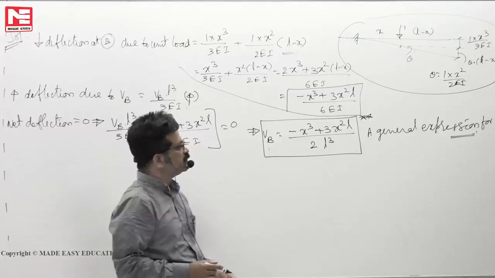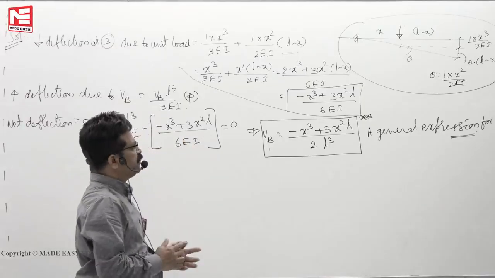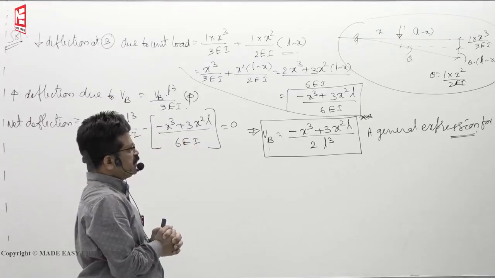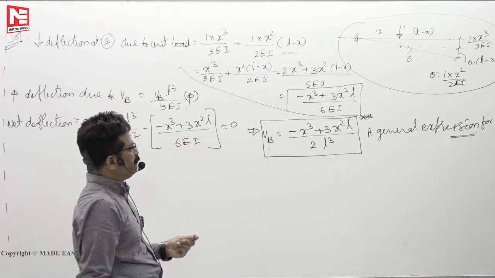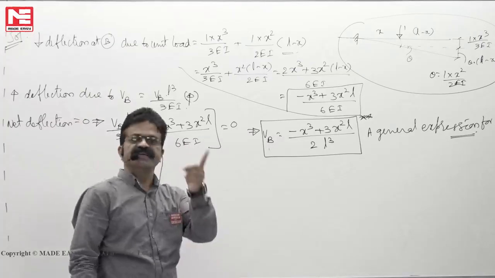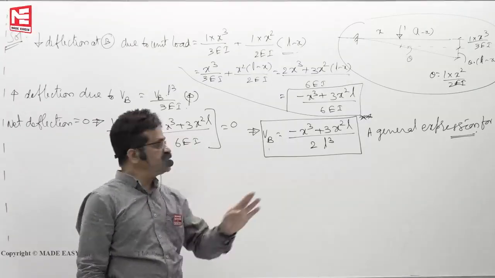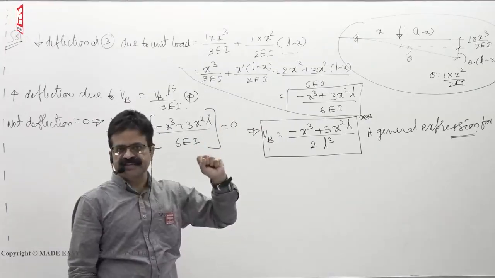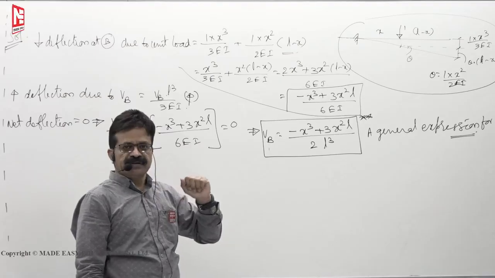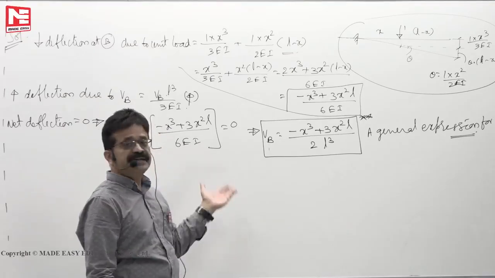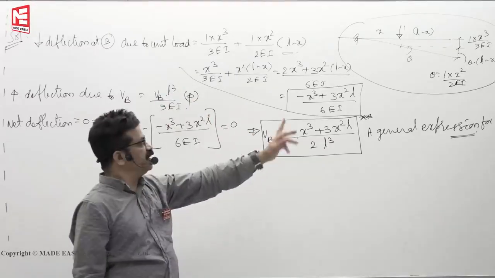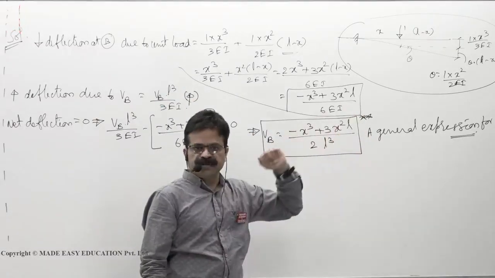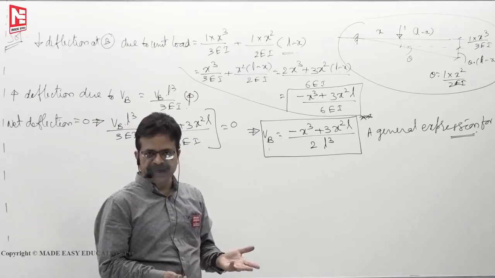Now the reaction at B has a cubic term, x power 3. So that means you must draw a third degree curve. Cubic curve means simply y is equal to x cube, say. Third degree curve or third degree parabola means that x cube, x square, x, all terms can be there. It is a third degree polynomial.